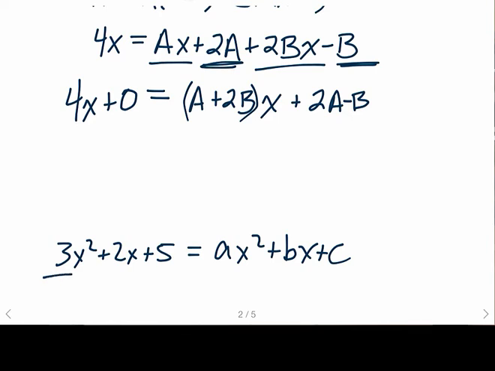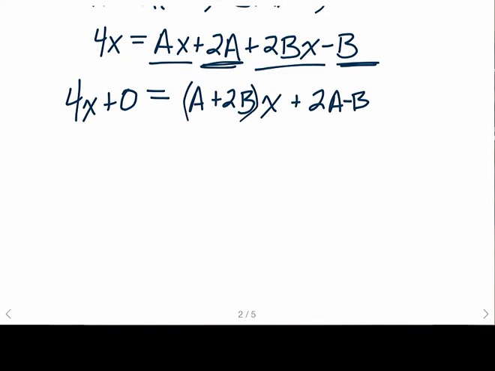And if I asked you why, you'd say, well, because 3 is associated with x squared on the left, and a is associated with x squared on the right, and so a must be 3. Likewise, you would tell me that b is equal to 2 and c is equal to 5. And what you're doing is you're mentally putting like with like. I want to do the same thing with the equation that we have with the uppercase A and B.